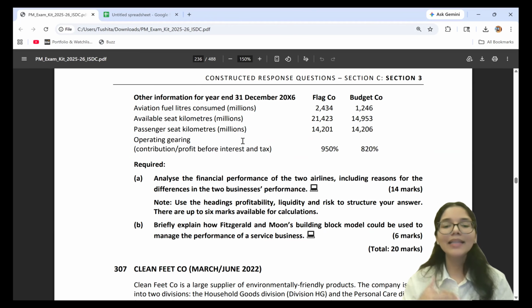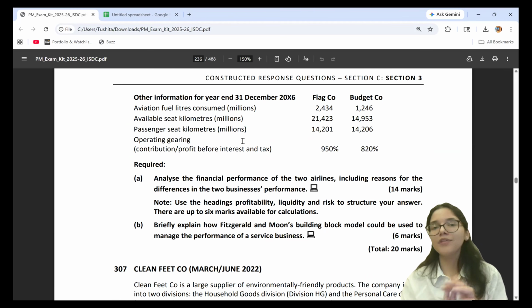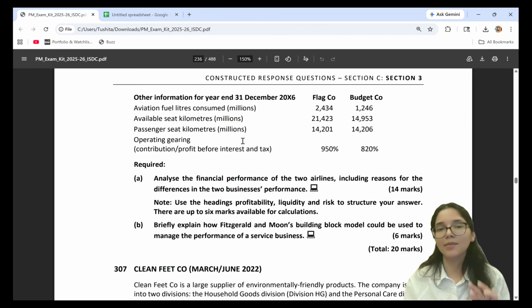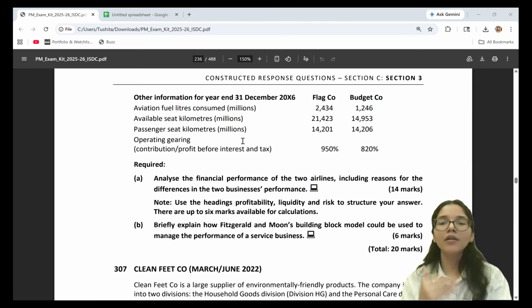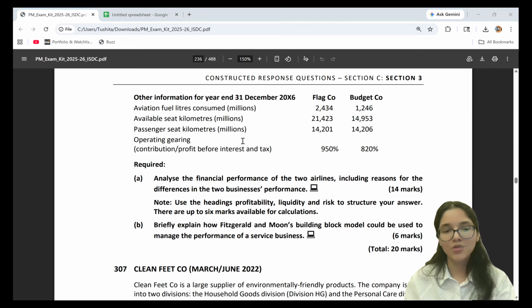Or they could say that, in this case, they will not probably directly mention the name of the company. They can also say that at this company or in this case, how will Fitzgerald and Moon's model be useful? In both of these cases, you have to write a case study based answer. But here you see none of those conditions are true. Neither do you see the name of the question in the requirement, nor are we noticing that there's anything written which could possibly hint that my answer has to be linked. It simply says how the building block model can be used for the performance of a service business. So not specific to Flag Company or the other company, that is Budget Company.